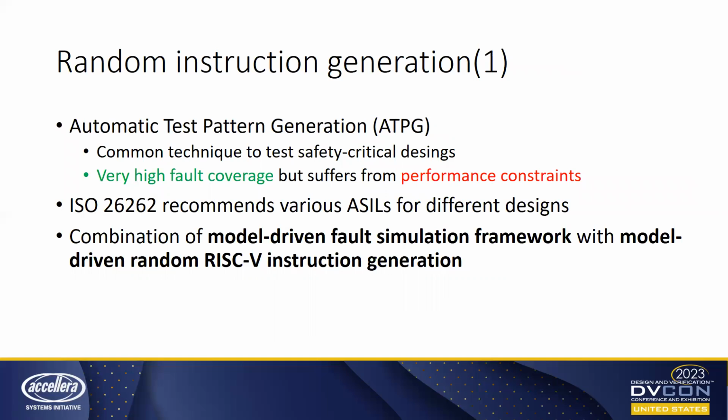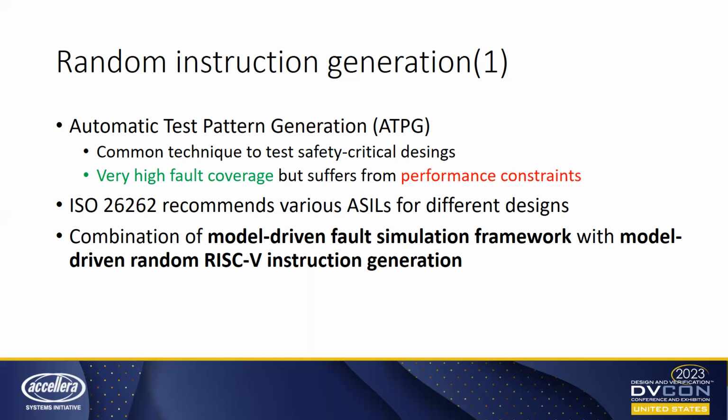ATPGs, which are automatic test pattern generation, provide adequate input test sequences to evaluate the dependability of safety critical designs. They are very common and provide very high fault coverage, but suffer from performance constraints due to long run times as well. ISO 26262, as I mentioned before, has different ASILs for different parts of the designs. Some parts could be ASIL B, ASIL A, or ASIL D.